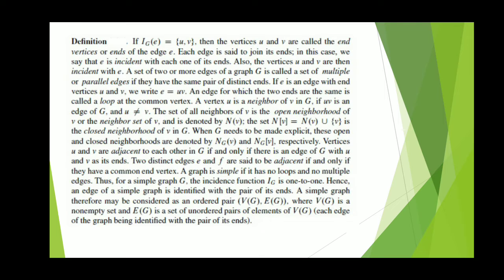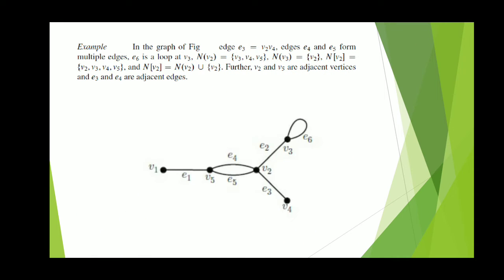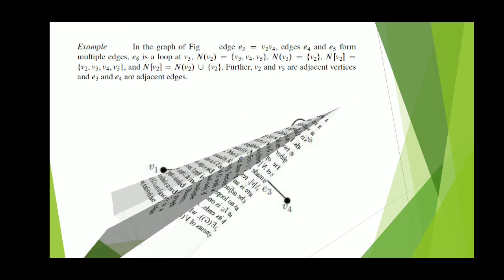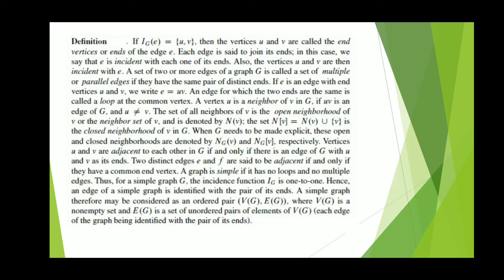If E is an edge with end vertices U and V, then we can write E = UV. This is a notation for the edge E in terms of the vertices U and V. An edge for which the two ends are the same is called a loop at the common vertex. In that example, by using V3 itself, we form the edge E6. So this one is called a loop.